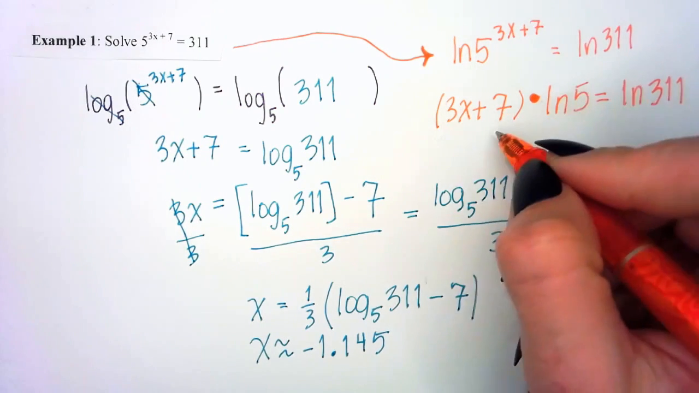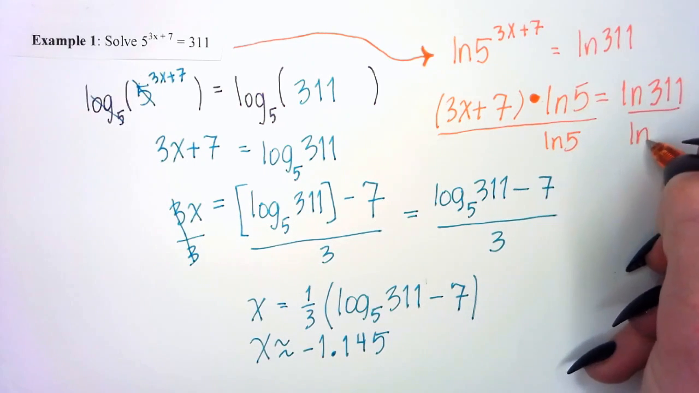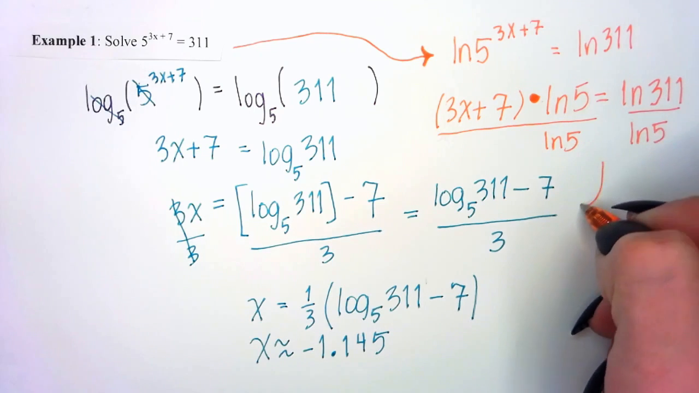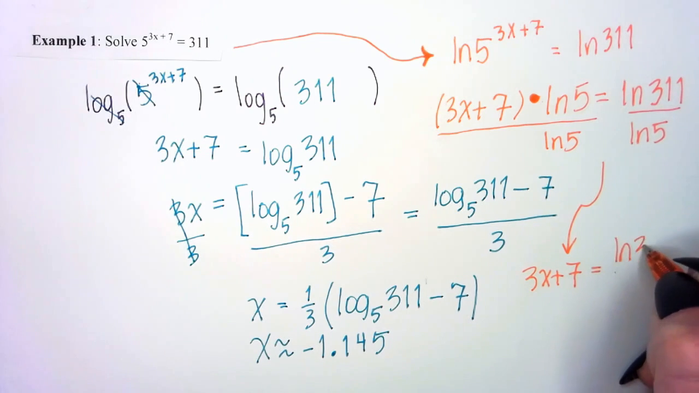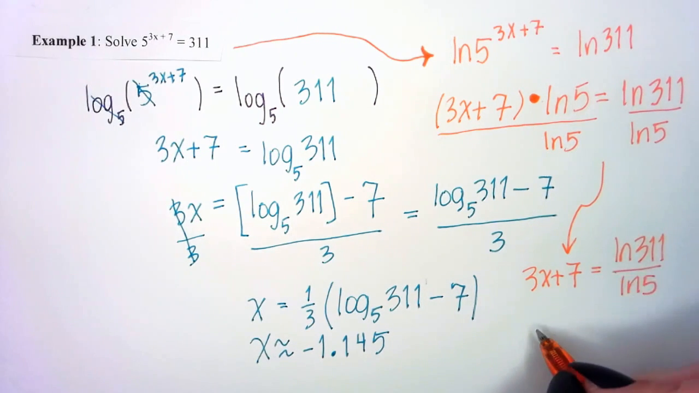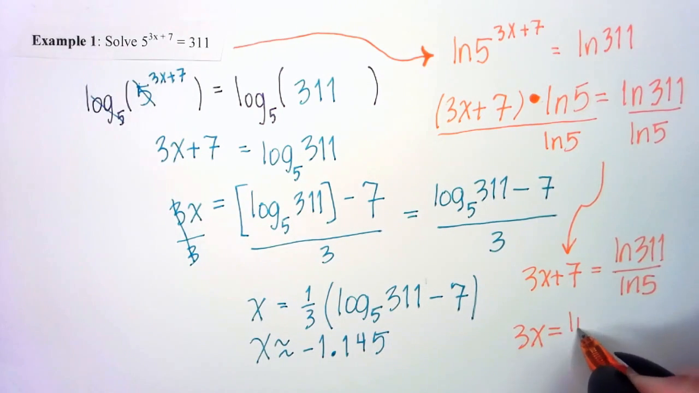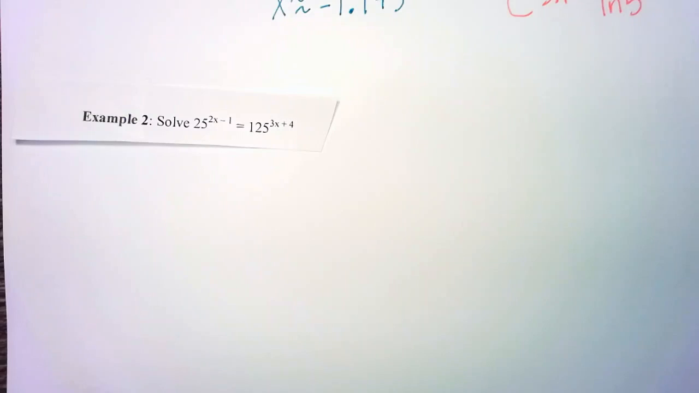Now, I'm still trying to get x alone, so I'll do a little at a time. I'm not going to distribute ln 5. Instead, I'll divide by it. 3x plus 7 will equal the ln of 311 over the ln of 5. Again, please remember this is not the quotient property. I'll subtract 7. And now I multiply both sides by 1/3, and lo and behold, you will get the exact same answer we got before. Let's try the next one.